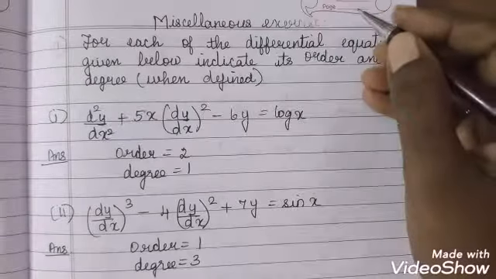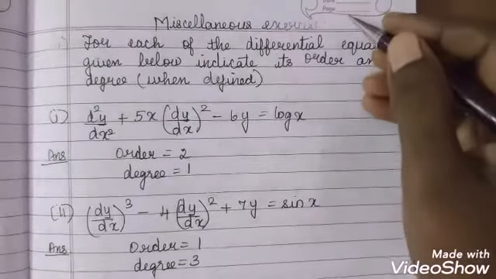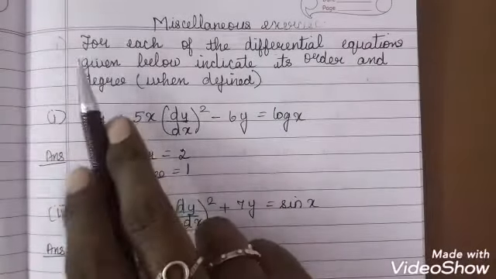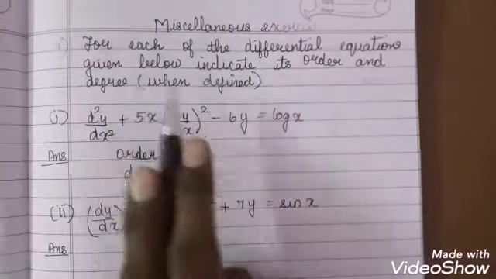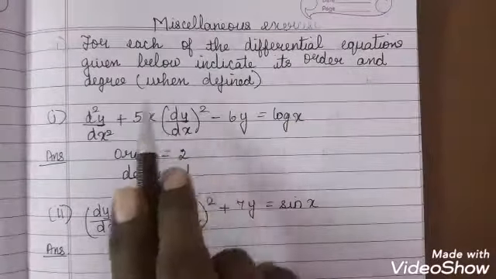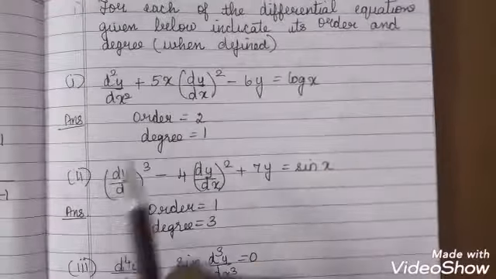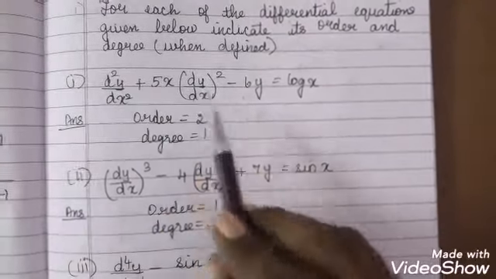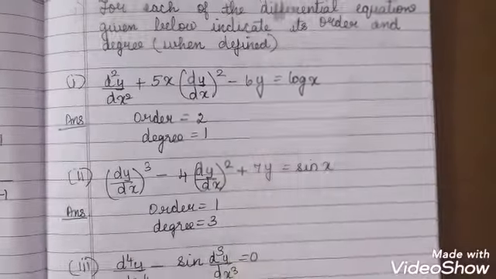So in today's video, we'll see the miscellaneous exercise for chapter 9, that's nothing but differential equations. So what's the first question here? For each of the differential equations given below, indicate its order and degree when defined. Here you have d squared y by dx squared plus 5x into (dy by dx) the whole squared minus 6y equal to log x.